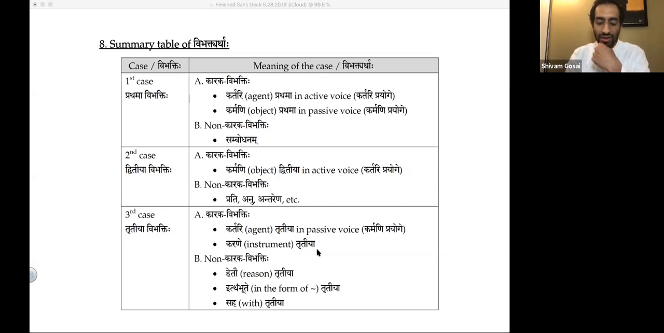You see non-Karaka Vibhakti, Heto Tritiya and Itambute Tritiya. Heto means reason. Itambute is in the form of something. And we see that Saha Tritiya, along with. When you see Saha in the sentence, any word connected with Saha will get the third case. So, Ramena Saha Lakshmanaha Gacchati. Along with Rama, Lakshmana goes.